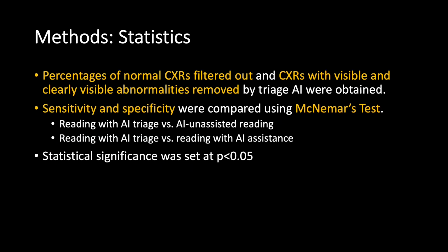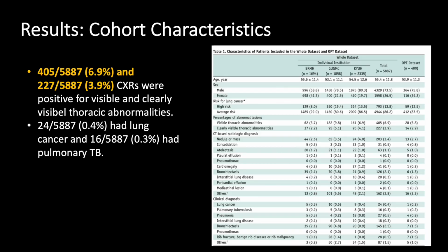In our analysis, percentages of normal chest radiographs filtered out and chest radiographs with visible and clearly visible abnormalities removed by Triage AI were obtained. The change in reader performance for reading with AI triaging versus AI assisted reading and reading with AI triaging versus reading with AI assistance were compared using McNemar's test.